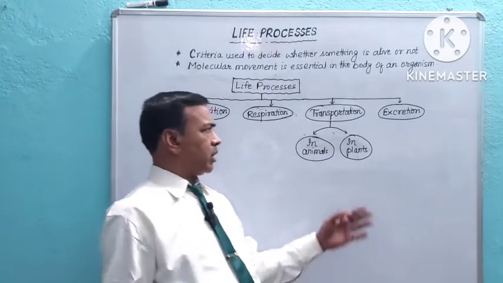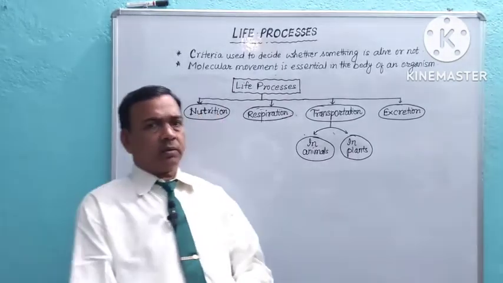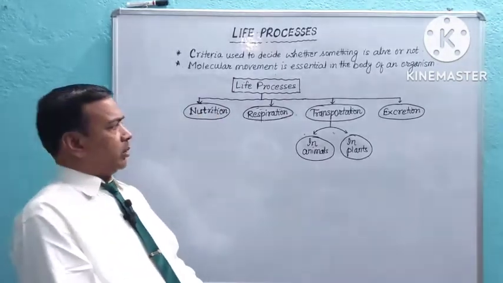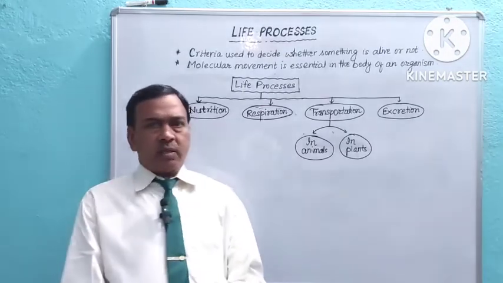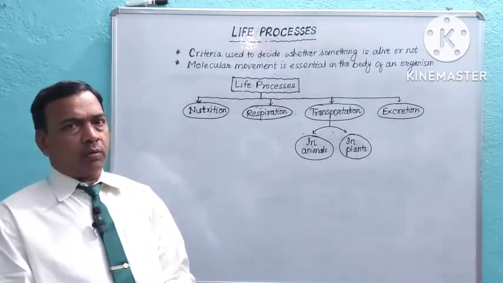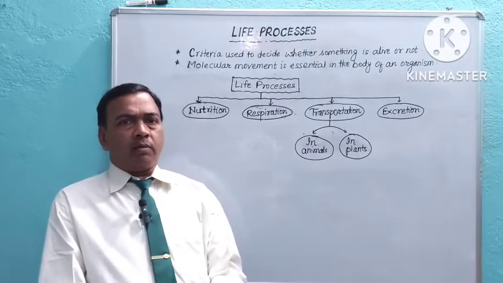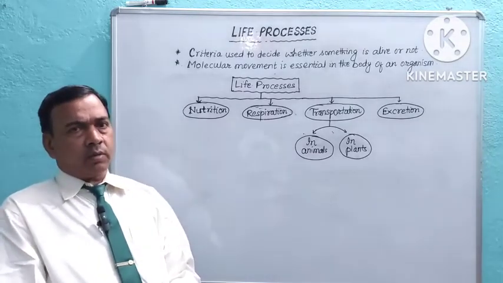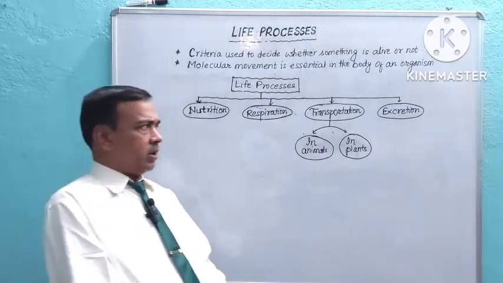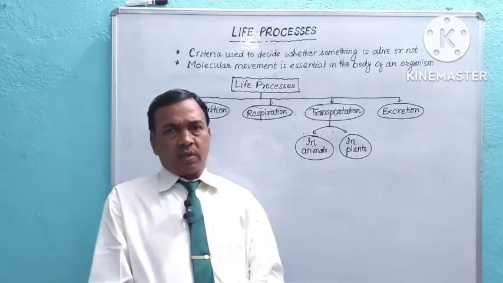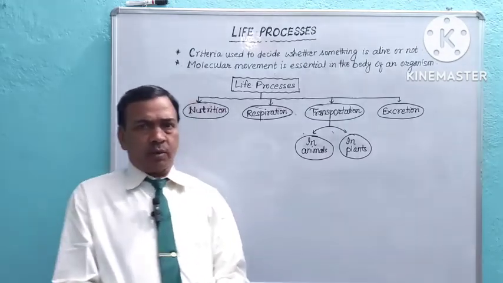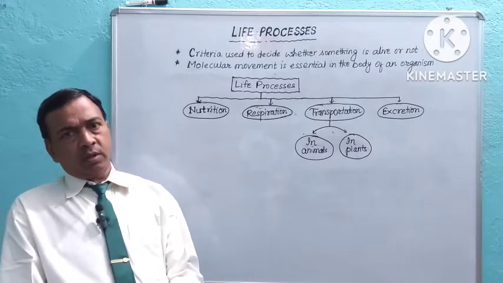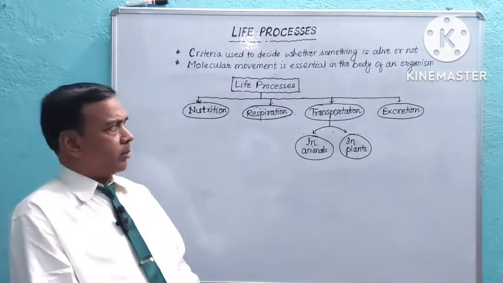Why is transportation essential in plants? Transportation in plants is essential for the movement of absorbed water and minerals from the roots to the leaves and for the transport of prepared food from the leaves to the root tips.